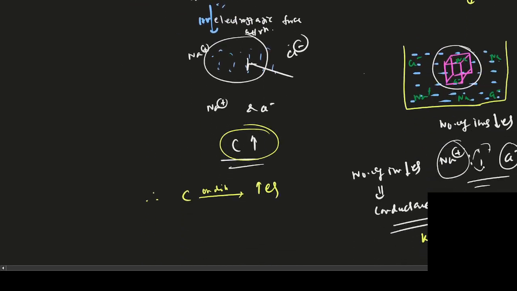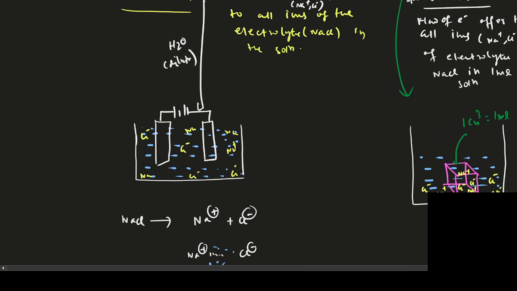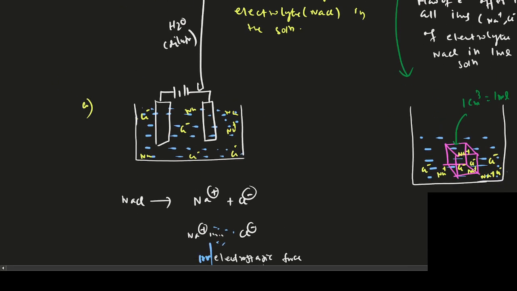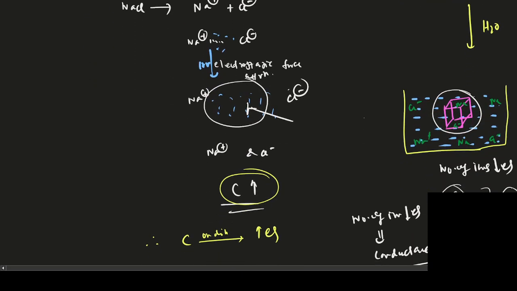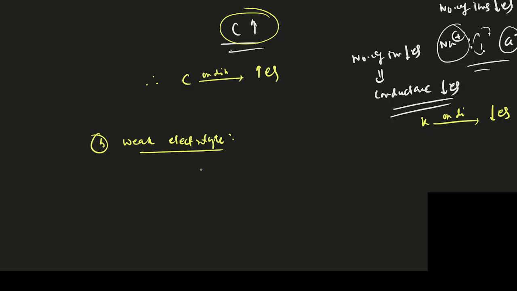Okay, and here we added, let's say this is A, a strong electrolyte. Then what about the weak electrolytes? If I add the same for weak electrolytes, let's say CH3COOH, this partially dissociates into CH3COO minus plus H plus.